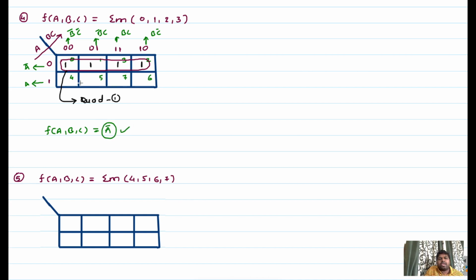By grouping four adjacent cells containing ones, which represents one literal in the resultant expression, that means two literals are eliminated. In the same way you can find this one also.